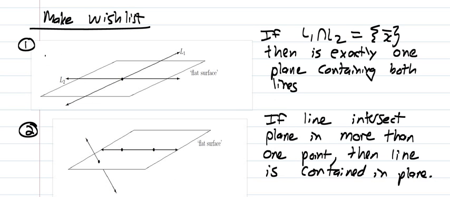Now our second wish is going to be the following. If you pierce a plane with a line, most of the time it intersects in one point, but sometimes the line can cut the plane in more than one point. If the line intersects the plane in more than one point, then we want the line to be contained in the plane. This is our second wish: if a line intersects the plane in more than one point, then the line must be sitting within the plane.